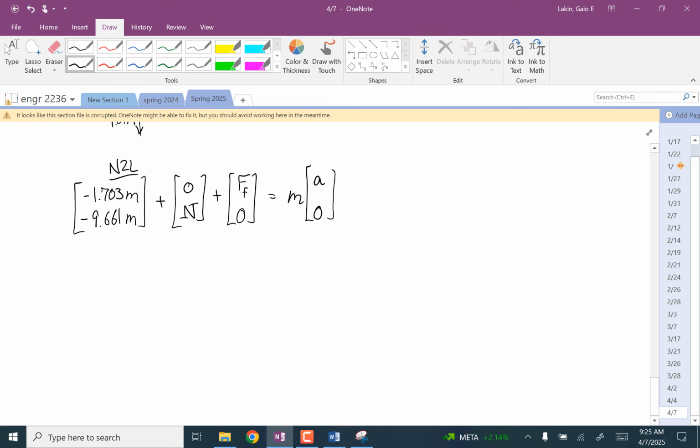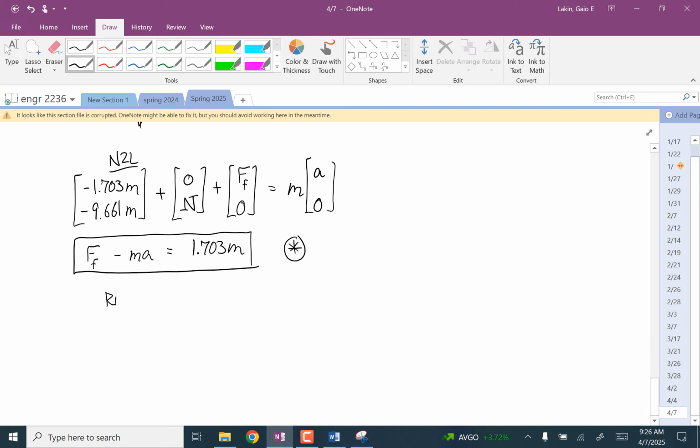The useful equation that we get out of this is just going to end up being the x one. We don't care about that n for anything. So I'll write this as FF minus MA is equal to 1.703 m. That's our first equation. Any questions about Newton's second law?